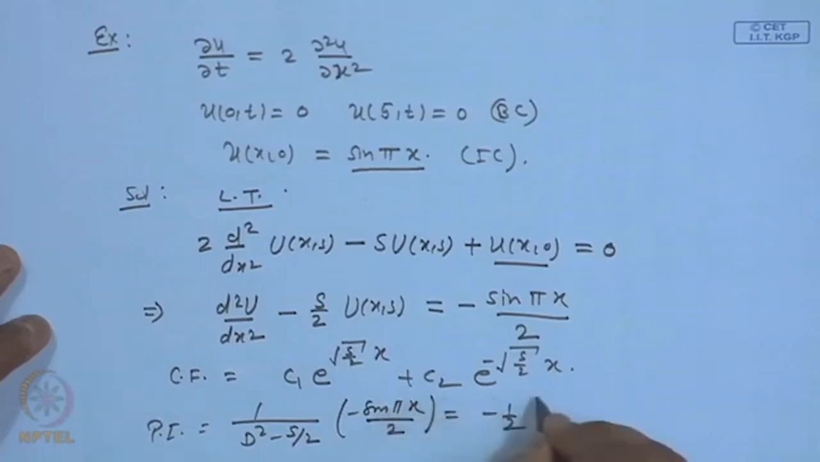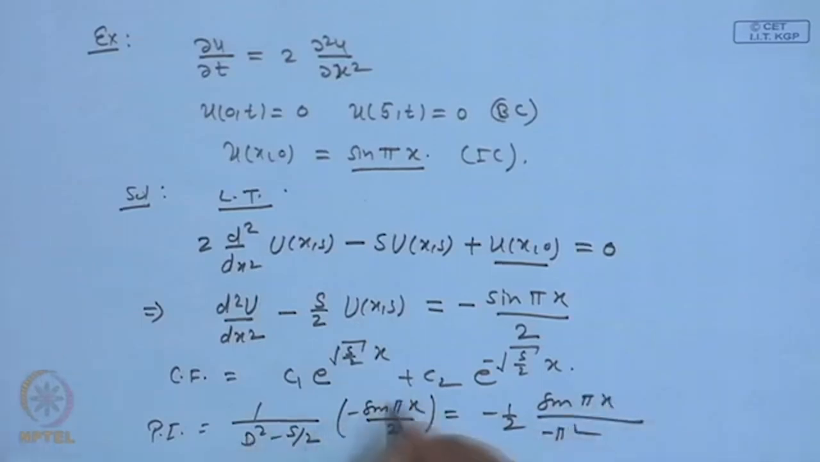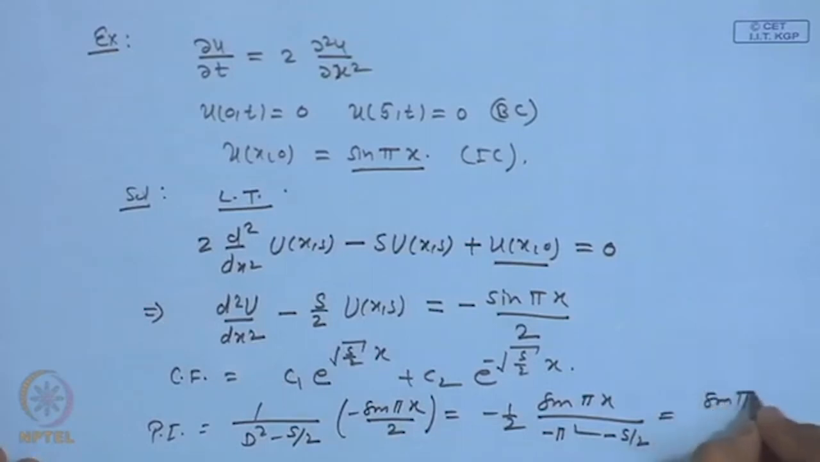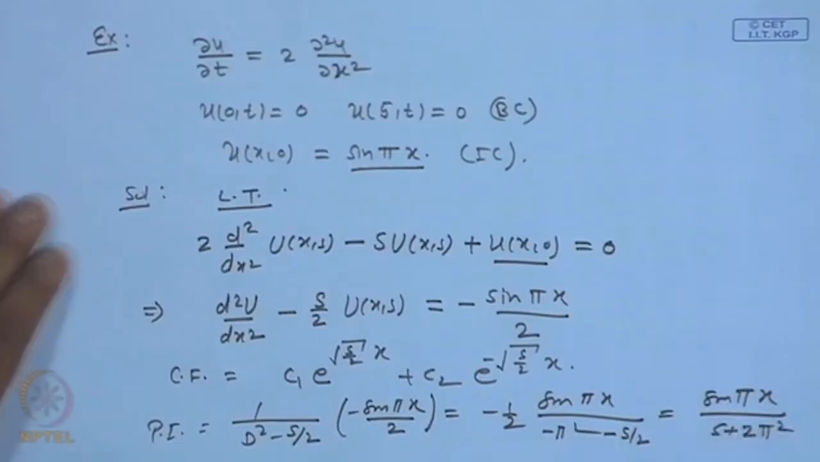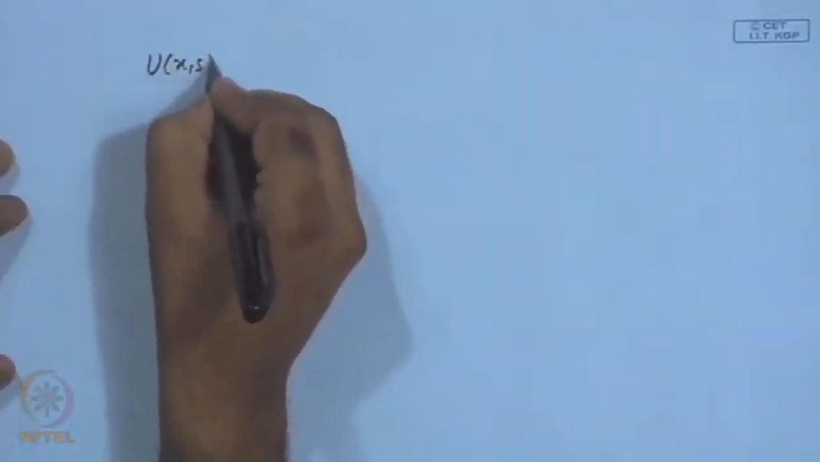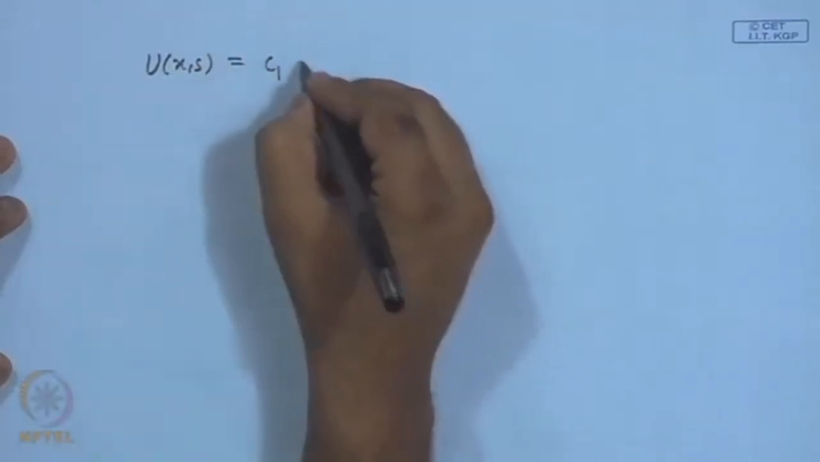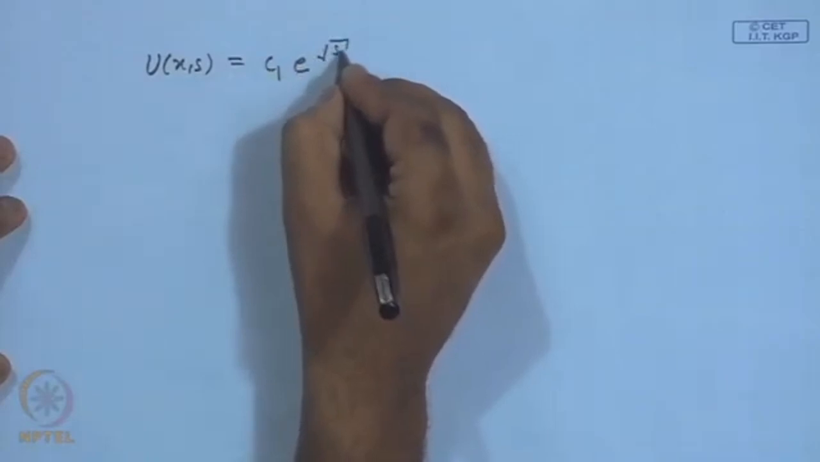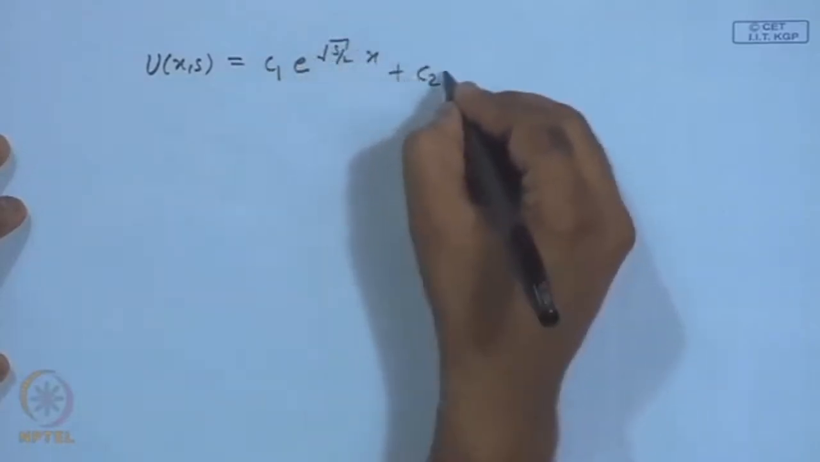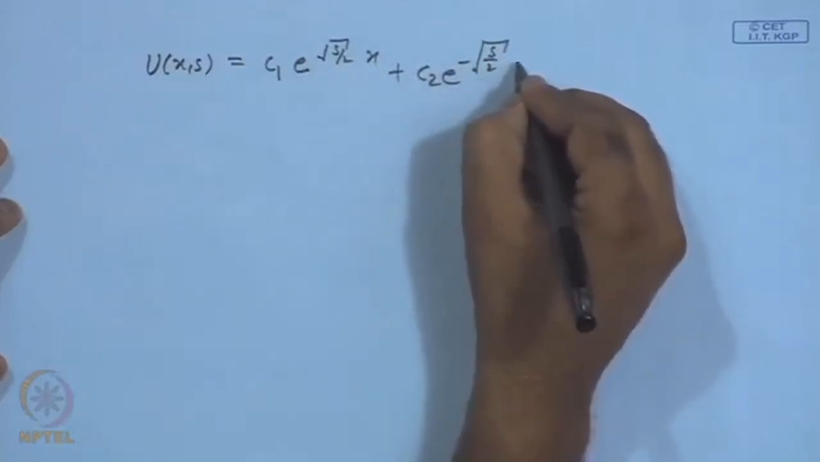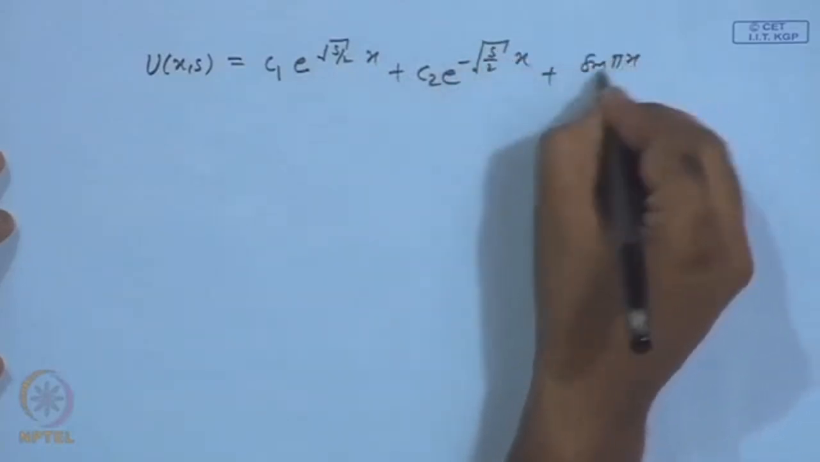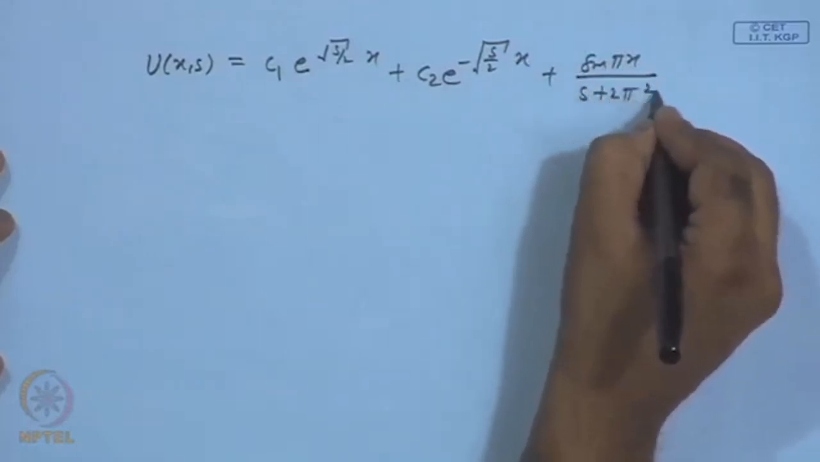So, we have minus half sine pi x, and here we have minus pi square, so d square will be replaced by minus pi square, and minus s by 2. So, this is sine pi x over s plus 2 pi square. Now the solution is u(x, s) = C1 e^(square root of s by 2 x) + C2 e^(minus square root of s by 2 x) + sine pi x over s plus 2 pi square.